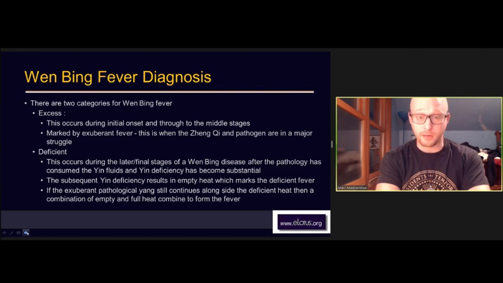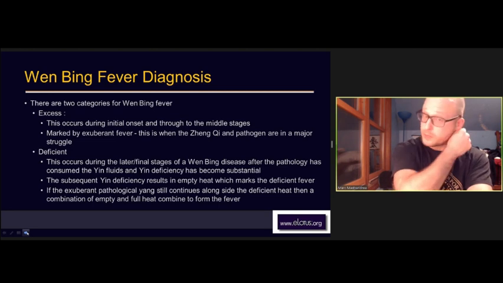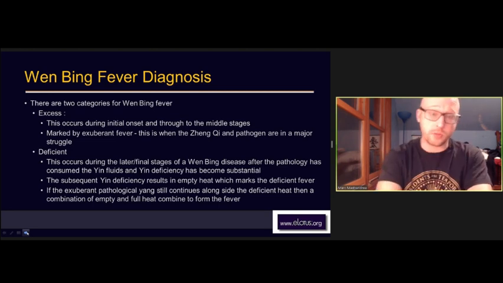And in the blood level, you can find excess too, but you find a lot of stirring of blood and bleeding. That can be due to excess heat, or it can be due to deficiency, or there can be deficiency as a part of that as well. So, two categories for Wen Bing fevers.